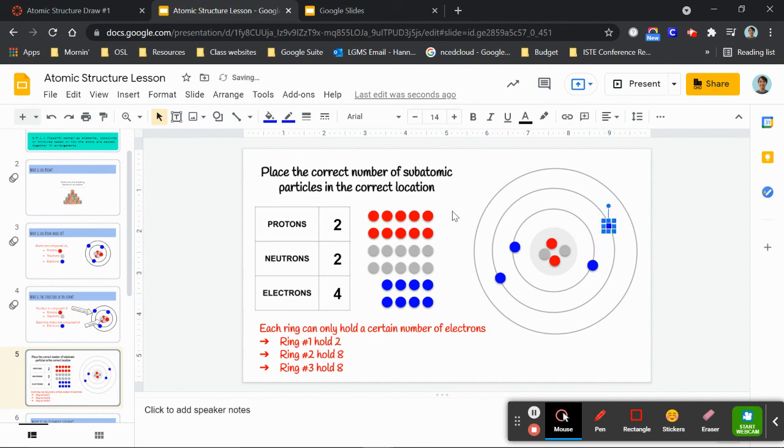All right, and that's the basic structure of an atom. In the next video, we're going to talk about how we know the number of protons, neutrons, or electrons that an atom has.